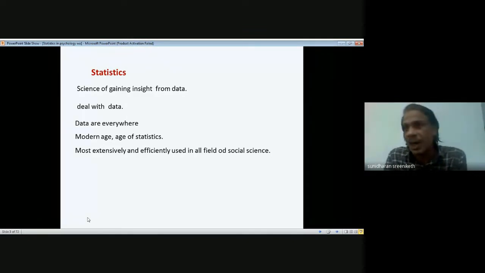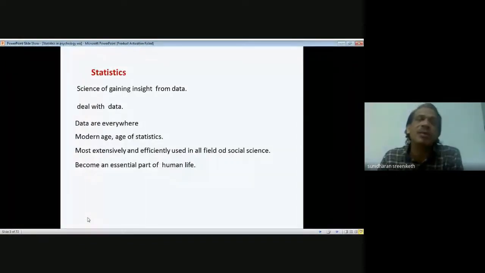And statistics is extensively and efficiently used in all fields of social sciences. In almost every science, statistics is very important, or rather, every science has its application of statistical methods. But it is most extensively and efficiently used in the field of social science. And now it has become an essential part of human life, as we all deal with information in our daily life.